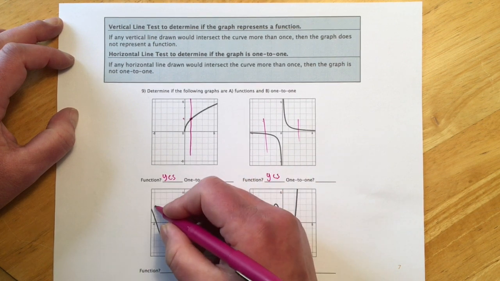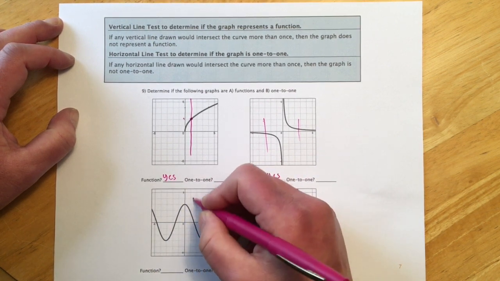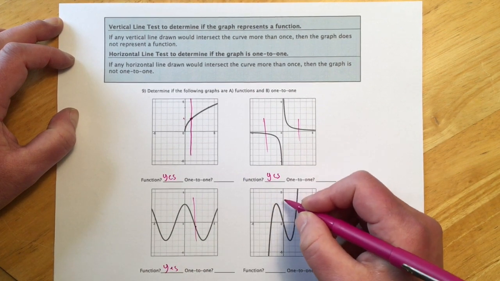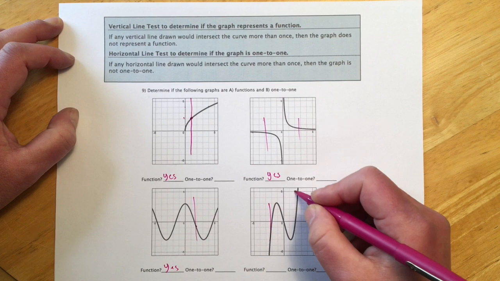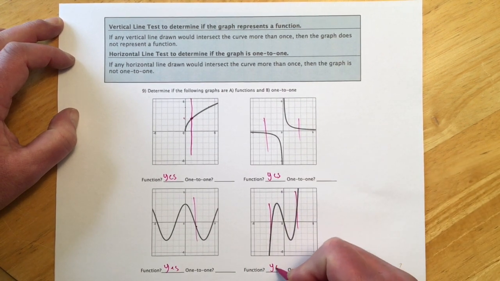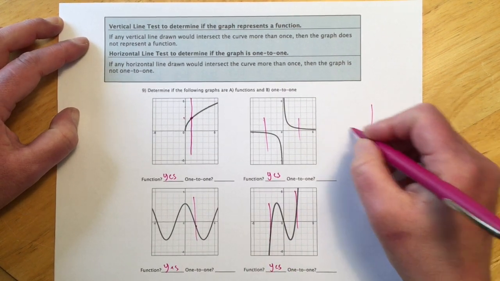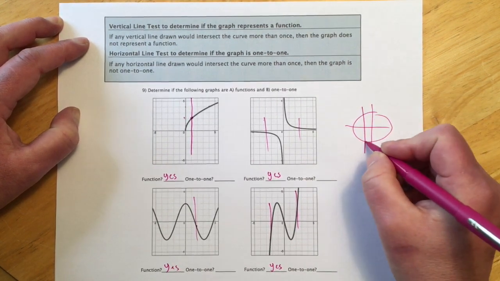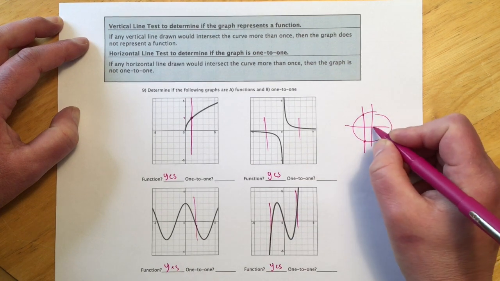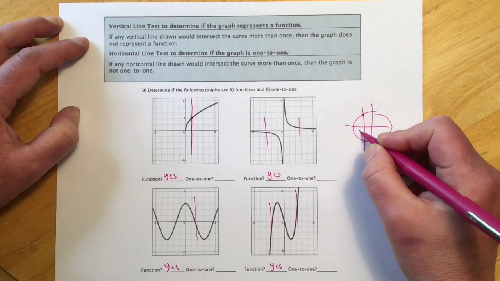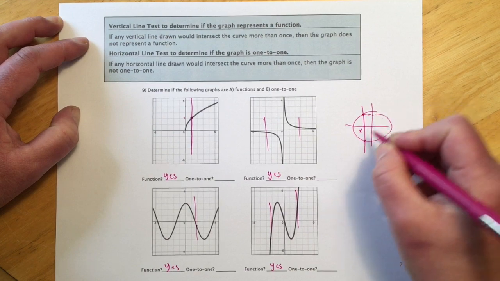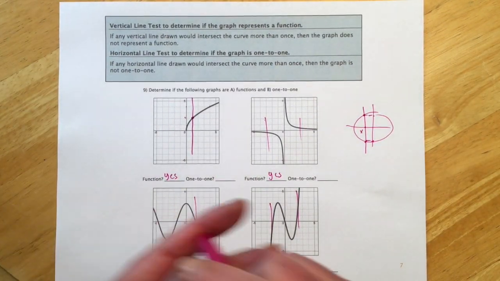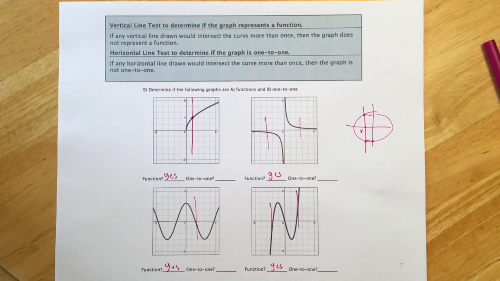This one is doing all kinds of curvy things, but wherever I draw a vertical line, it wouldn't matter. I only hit it one time, so that's a yes. And this one is also a yes, because, again, I only hit the graph once. I should probably have one on here that doesn't pass. So an example, I'll just do a quick one over here, would be a circle. If I draw a vertical line, then for this x value right here, whatever that is, there's 2 different y values, and so that would be not a function.